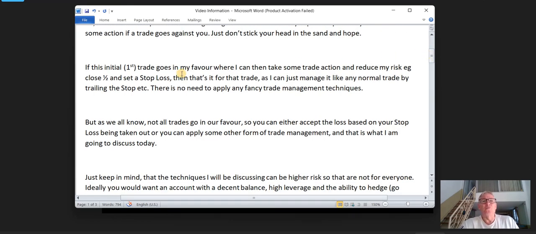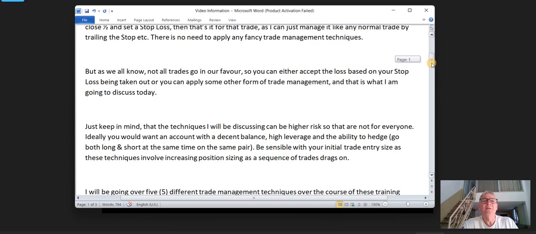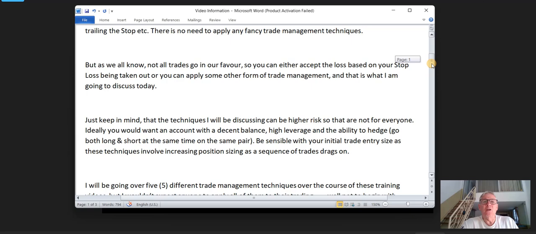All right, so if the initial first trade goes in my favour, well, I can take some trade action, reduce my risk, like close half and put a stop loss in place. That's great. Just do that. Treat it like any normal individual trade. There's no need for any fancy trade management techniques. I went through all this yesterday, so it's all good. You've got to have a plan. That's what I said already.